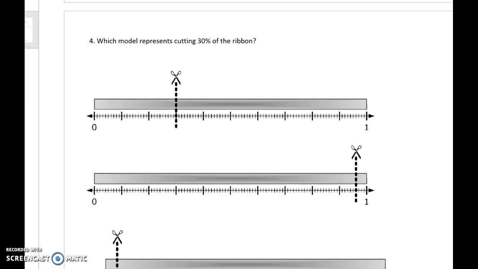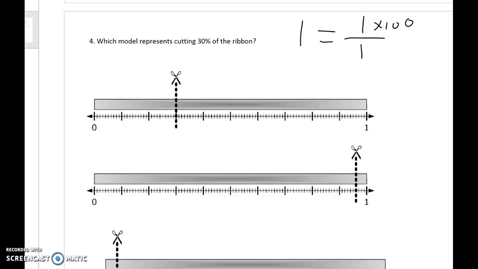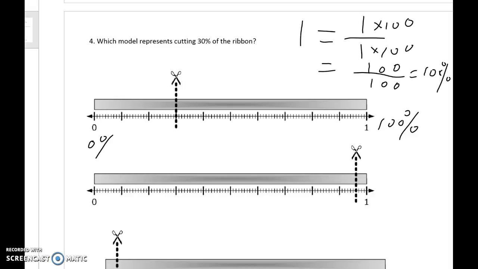Say if we wanted to prove that 1 equals, say, 1 over 1, and then we wanted to write it as a percent. 1 times 100, 1 times 100, we got 100 over 100. So 1 is 100%. So this is the place of 100%. This is the place of 0%.